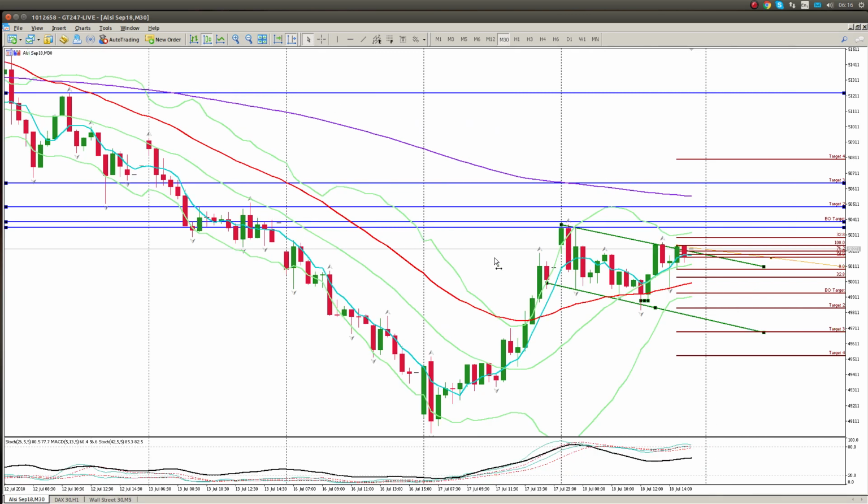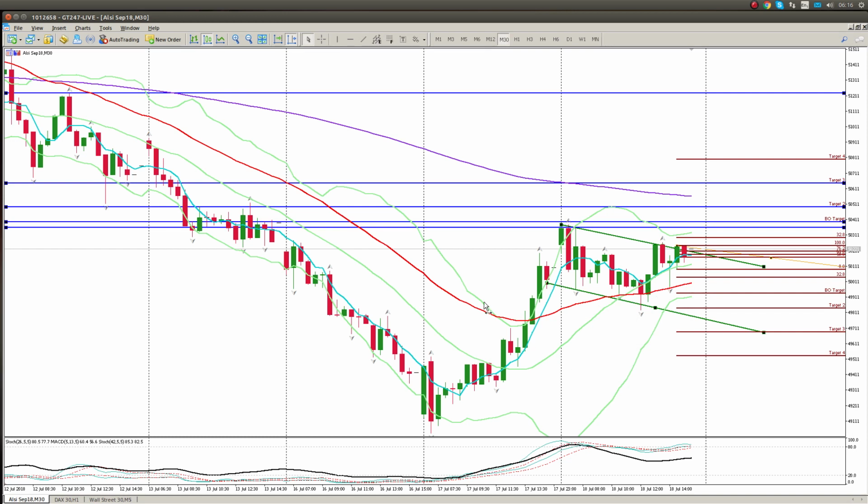Okay, so 30 minute is also my indication of the trend on the Aussie, and for me right now this is an uptrend. We are above the 20 moving average, and we're staying above the 20 moving average, and you can see how the 40 EMA came into play here as well. Okay, so that's my take on this.